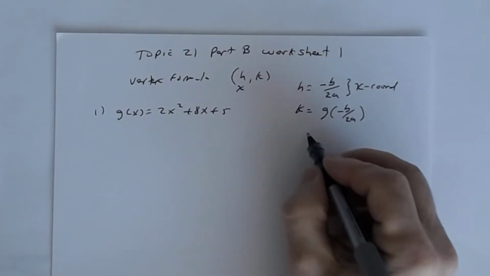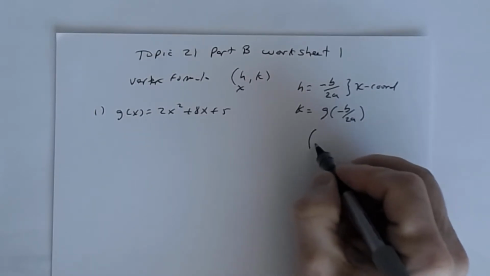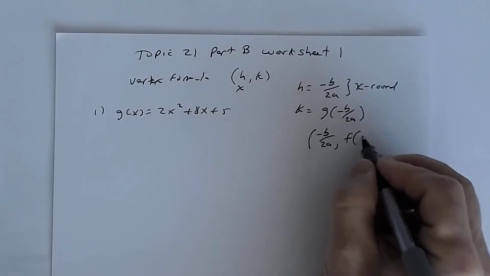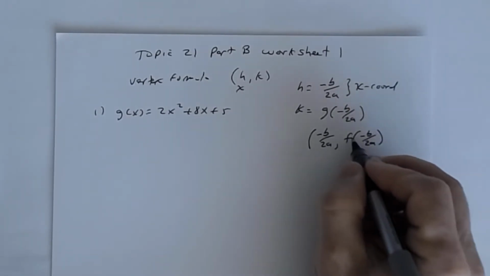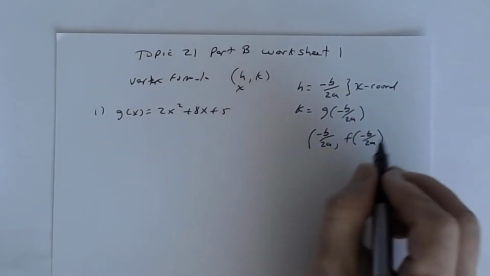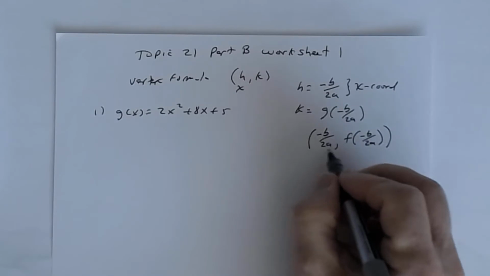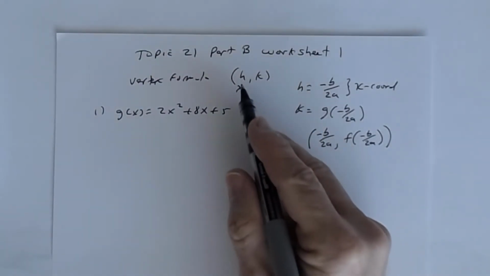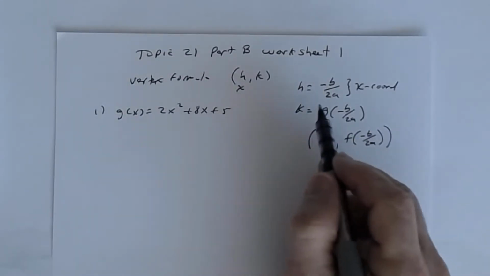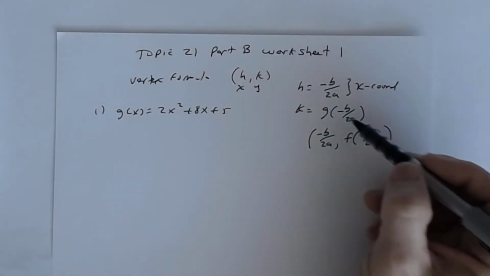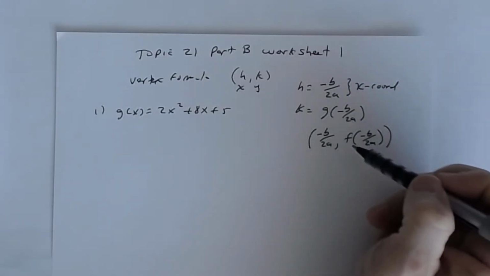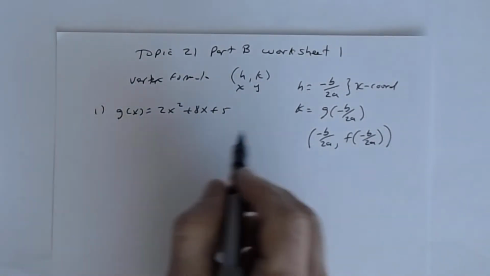Okay, so your vertex formula is this. Another way to write this is negative b divided by 2a, and then f of negative b divided by 2a, or g of whatever your function notation is. That was the formula that we used. So negative b divided by 2a is the x-coordinate, or h, of the vertex, and then the k, or the y-coordinate, would be whatever your function name is. You would say g of that, or f of that, and so on. Okay? All right, so let's find the x-coordinate.